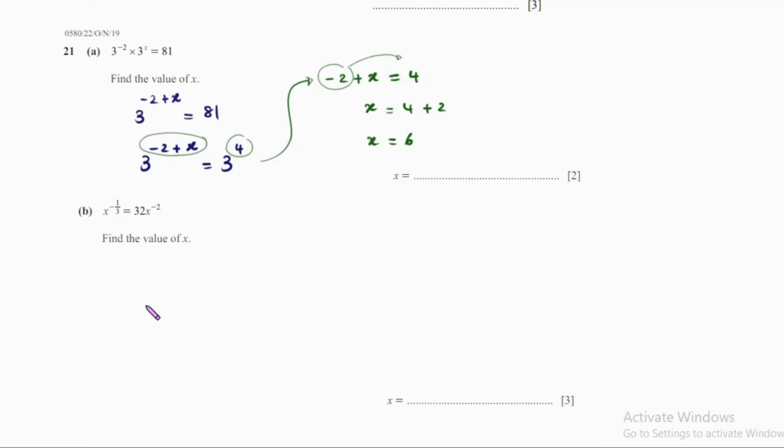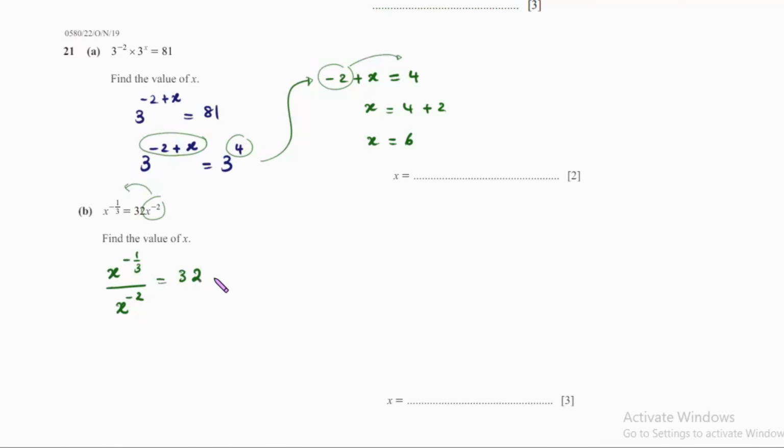The next question is actually a very challenging one. So let's see how we can do this. Similar to this one, we've got to do this question as well. We have an equation involving indices, so we need to try making the indices the same. I have x to the power minus 1/3, which is equal to 32 times x to the power minus 2. I'm going to bring this x to the power minus 2 to the other side. It gets divided because it was multiplying with the 32. So when I take it to the other side, it gets divided.